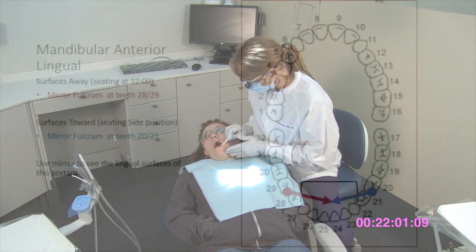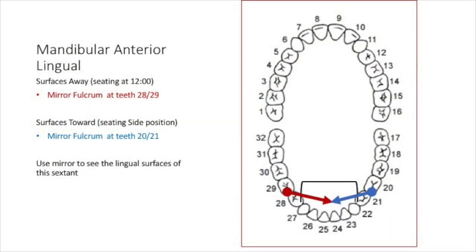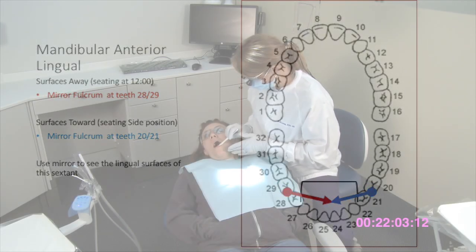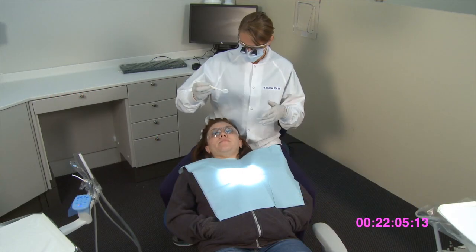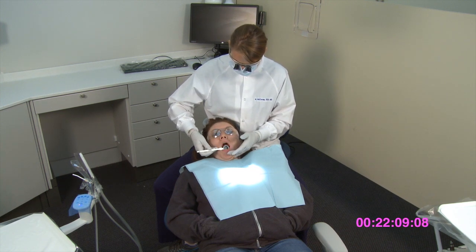Mandibular anterior lingual surfaces away. The mirror fulcrum is on the right premolars. Indirect vision must be used. The patient's head is in neutral and the chin is down. Oftentimes the chair back is slightly elevated. The seating position is between 12 and 12:30.